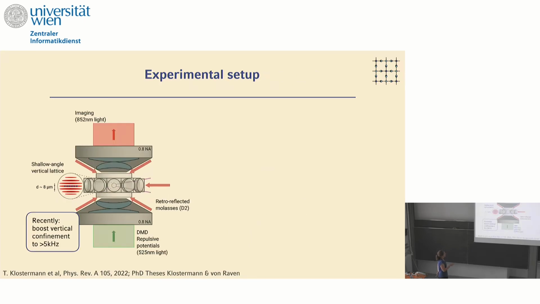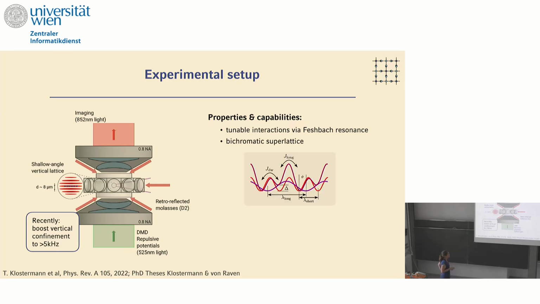Now, we have in our experiment two objectives for two different purposes, one for imaging, but we can also use the objective from below in order to project high-resolution programmable potentials into the atomic plane. And specifically, in our case, we use cesium atoms. So this may be a technical detail, but it allows us to tune this Hubbard on-site interaction energy U. And we make use of bichromatic superlattices.